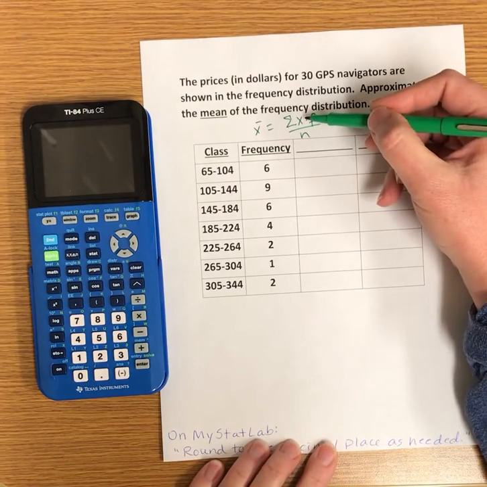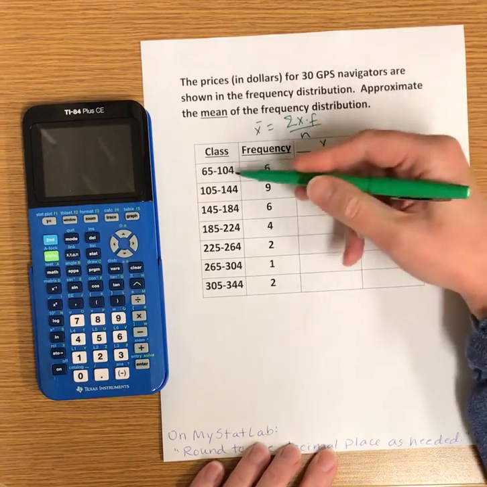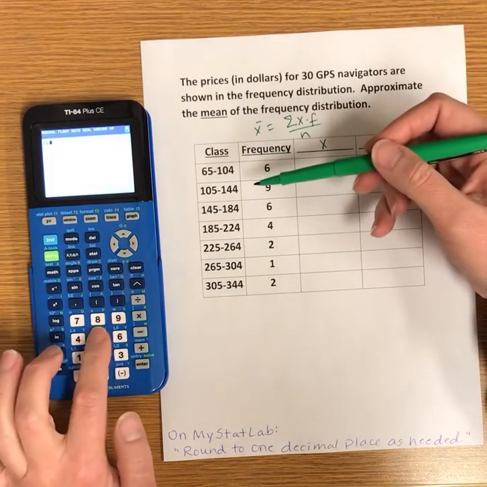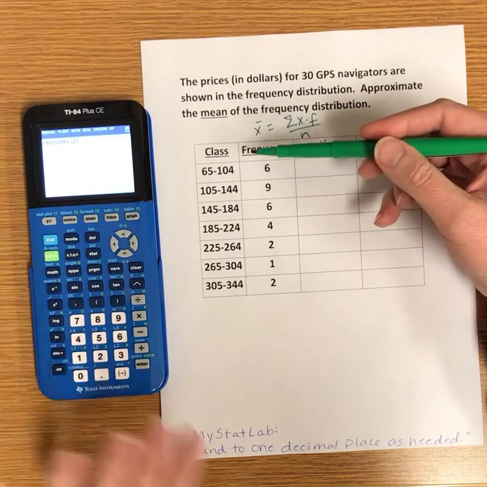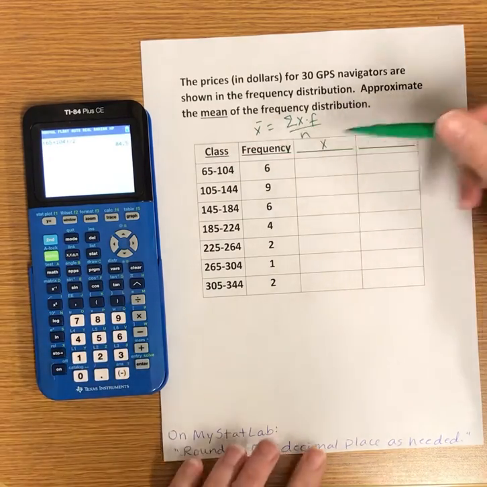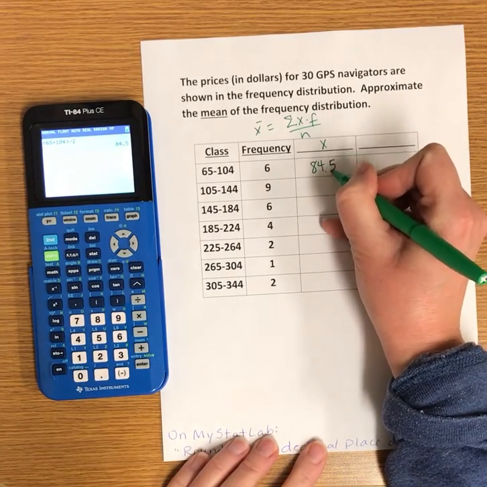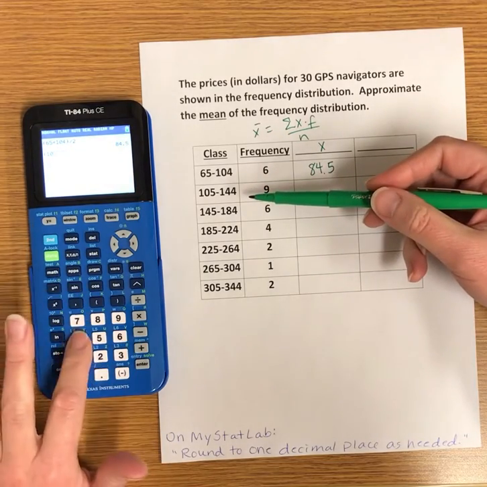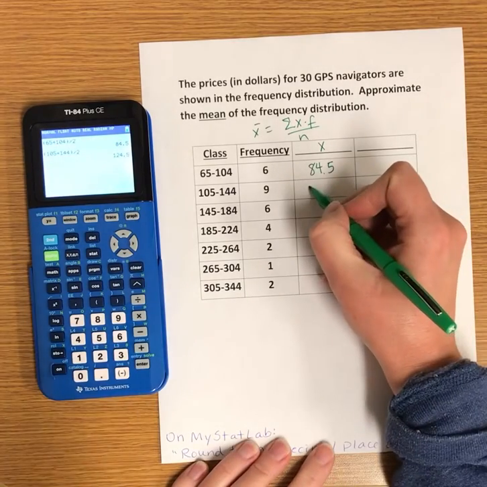The x in the formula stands for the class midpoint. So what we want to do first is find the midpoint of each class. You can do that by adding the lower and upper limits of the class and then dividing by 2. For instance, the midpoint of that first class is 84.5. And if I add 105 plus 144, the limits for the next class, and divide by 2, I get 124.5.